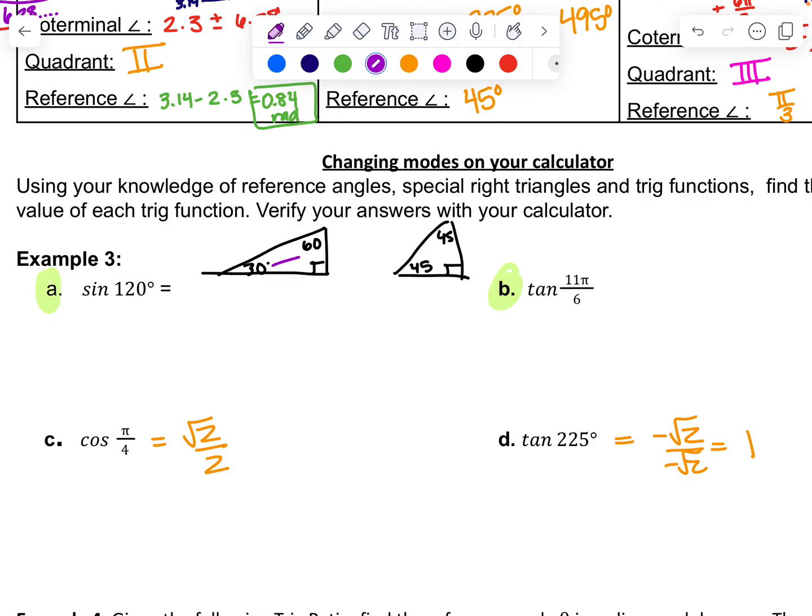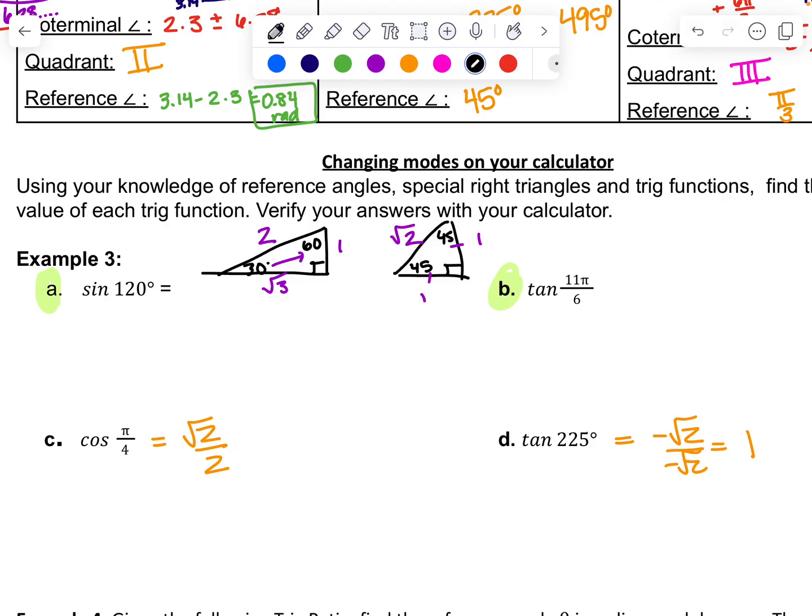So opposite of your 30-degree side is a side length of 1. Opposite of your 60 is a root 3. And your hypotenuse, excuse me, is a length of 2. For your 45, 45, 90, your two legs are the same length at 1. And then your hypotenuse is the square root of 2.